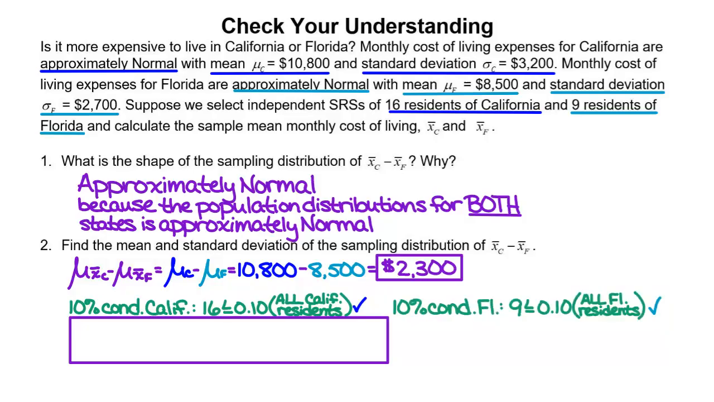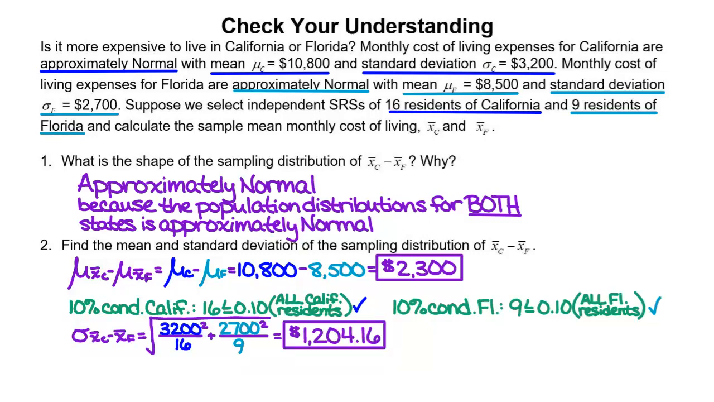So then we calculate the standard deviation, and you get about what? I got something smaller. I got 1,204.16. If that's not what you got on the calculator, my guess is it's a difference between what the calculator assumed you were inputting and what you meant to input.